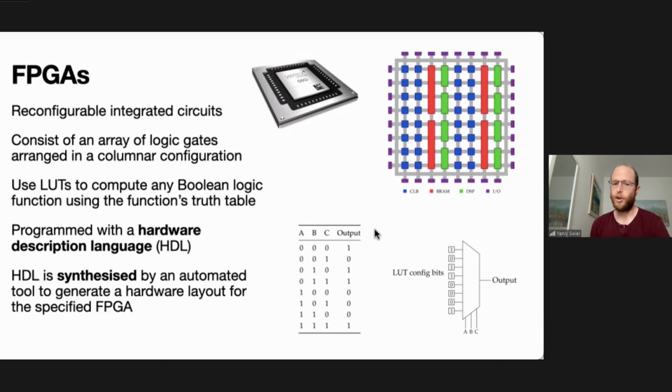Configurable logic blocks, which consist of a few lookup tables and some flip-flops, are the fundamental building blocks of an FPGA. FPGAs also contain specialized logic elements, such as distributed high-speed RAM and DSP blocks, which are used to perform fast multiply-accumulate operations. FPGAs are typically programmed using a hardware description language, which maps the flow of signals between registers. HDL is then synthesized by an automated tool to generate a hardware layout for the specified FPGA. The lower level of abstraction makes FPGA-based algorithm development much more complex than software development for CPUs or GPUs.